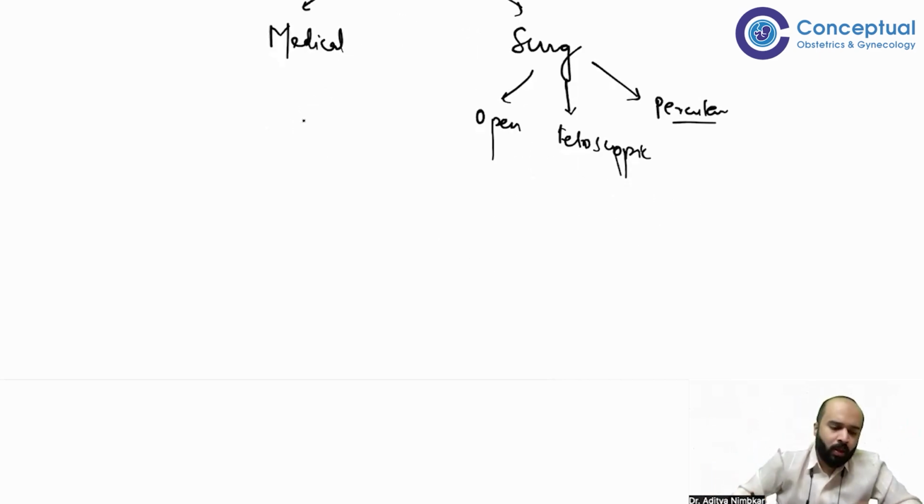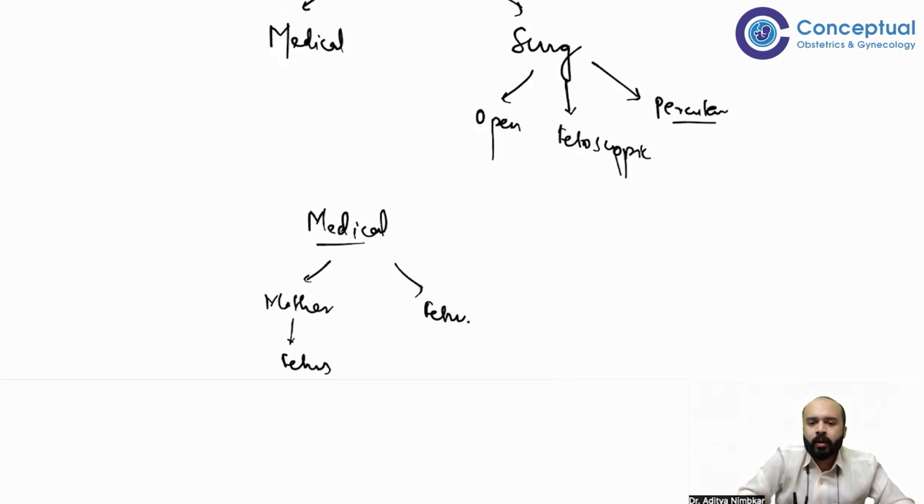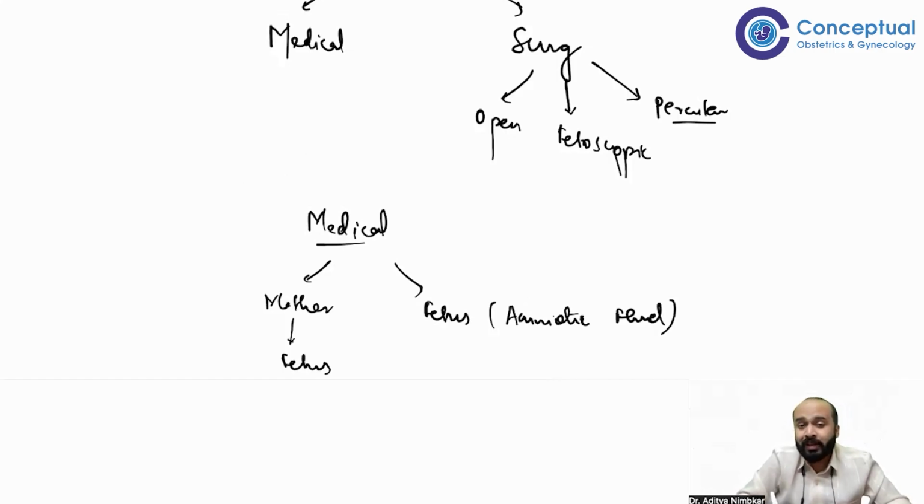So first talking about medical management. Whenever I'm talking about medical management, I have to understand a few things. I have two ways of delivering the medicine. I can either give it to the mother and then the mother will pass it to the fetus, or I can directly give it to the fetus by injecting it into the amniotic fluid. But of course, if I'm going to inject something into the fetus or into the amniotic fluid, it's an invasive procedure that can lead to risks of PPROM, preterm premature rupture of membranes.